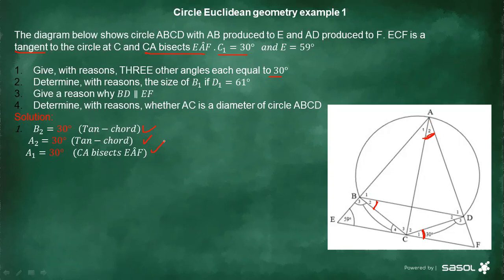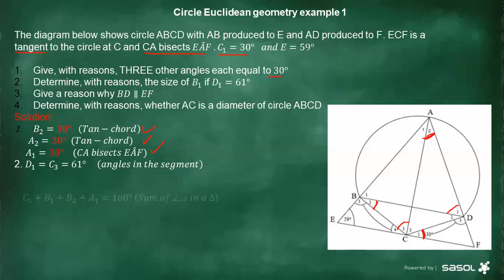And then number 2: determine with reasons the size of angle B1 if angle D1 equals 61 degrees. Let's see. First, we can say that angle D1 is equal to angle C3, which is 61 degrees, and the reason is angles in the same segment, right? Or if you don't want to give that reason, you can say chord AB subtends equal angles.